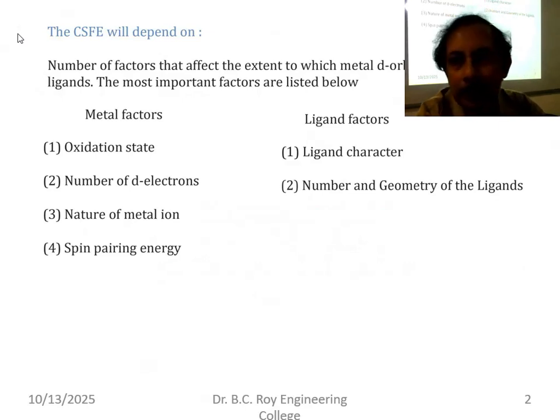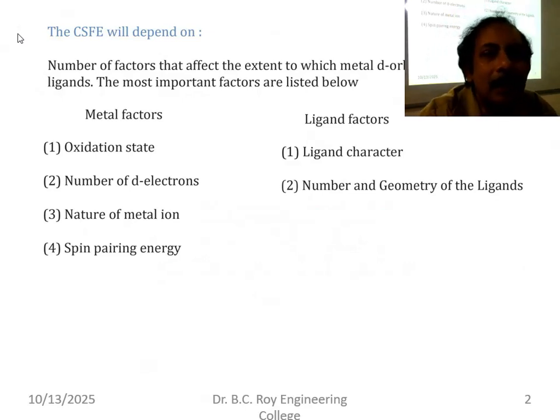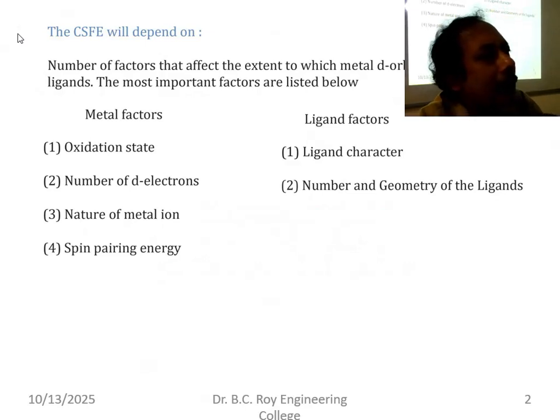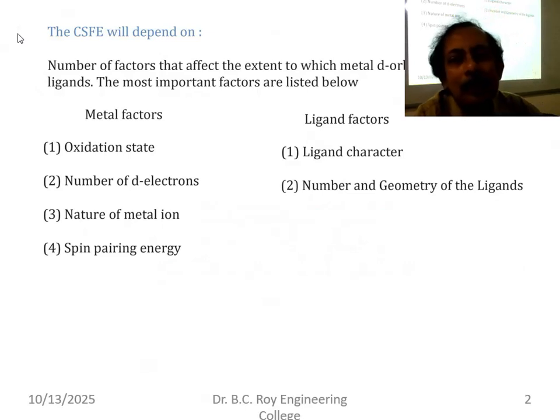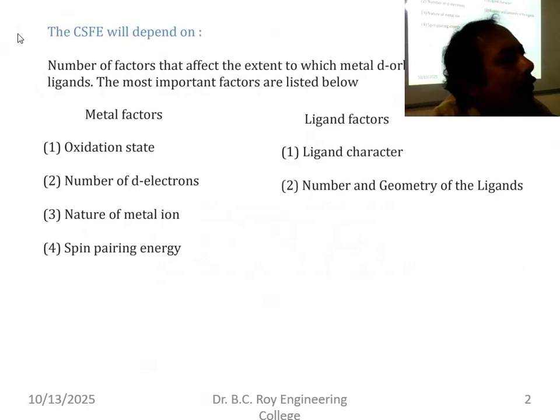Pairing energy also matters. Next point is ligand factor. These are all metal factors. Then coming to ligand factor: ligand character. Different types of ligands are there. Some are cationic, very rare. Anionic, very large in number. And neutral also. Different types of ligands are possible. Now these ligands are not all the same. I will give you some idea.